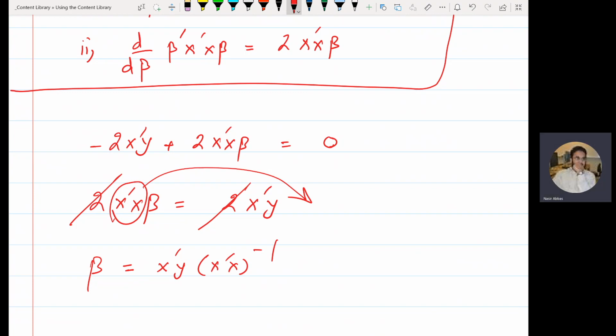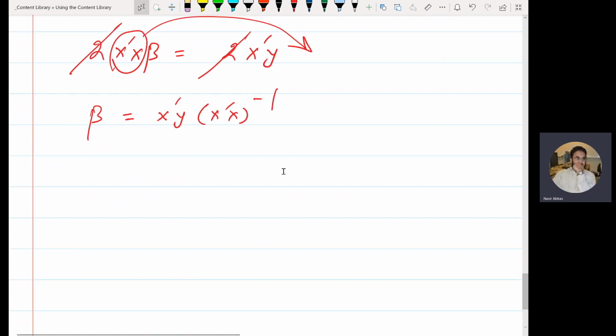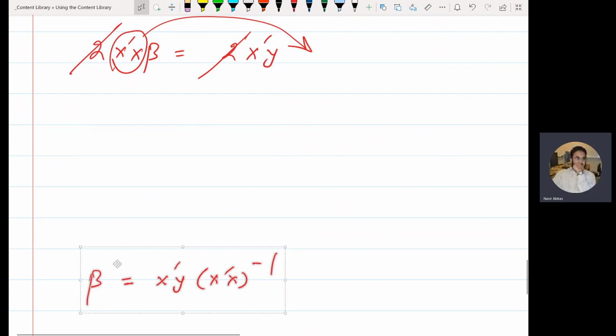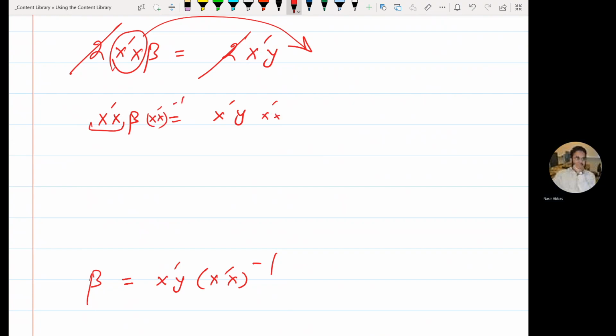So let me go step by step, and what I wrote is wrong. You had x prime x beta equals x prime y, right? If you want to cancel this x prime x, you need to multiply with its inverse. Now what I did is I multiplied by the inverse here. It will not cancel because there is a beta in between. You have to pre-multiply to cancel it. You have to multiply it from the left side to cancel it. So what you have to do is like this.